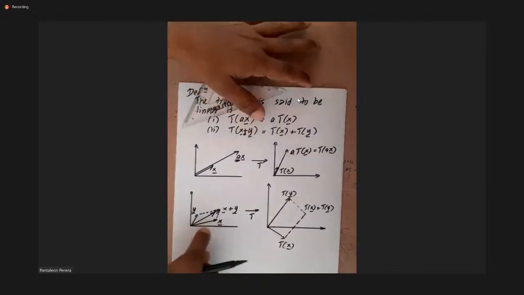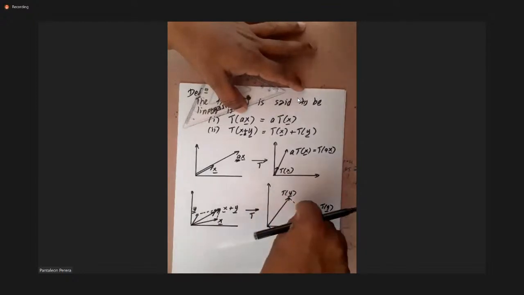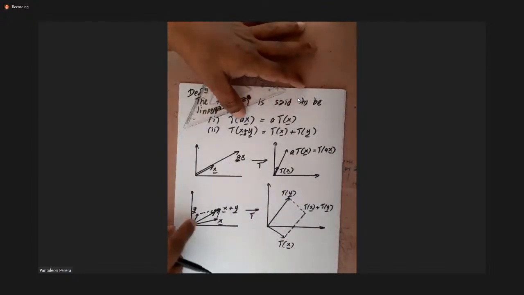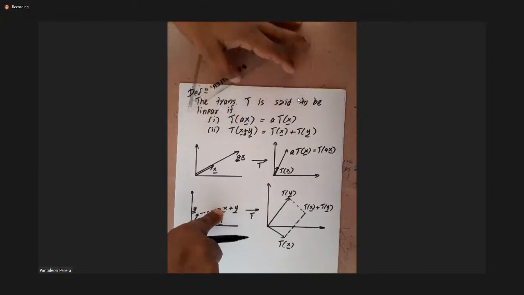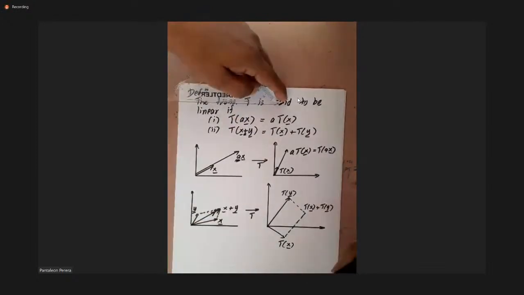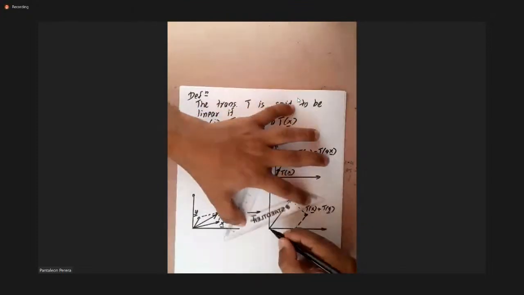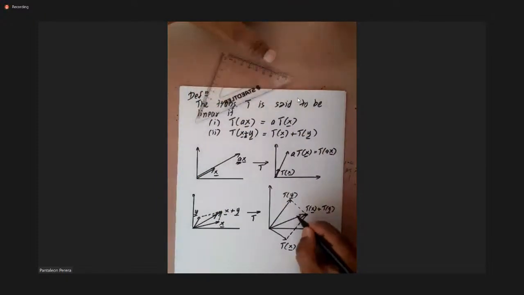What did we do now? We transform each vector, then add them up. Here we added them up. We do the addition now. Now we are doing the addition first, and then you apply the transform. If it is linear, it will go to this point straight away.